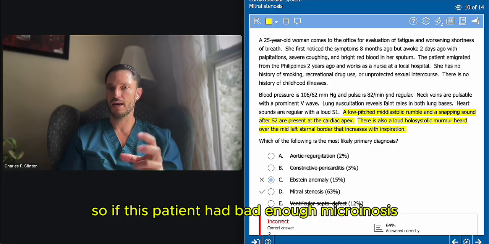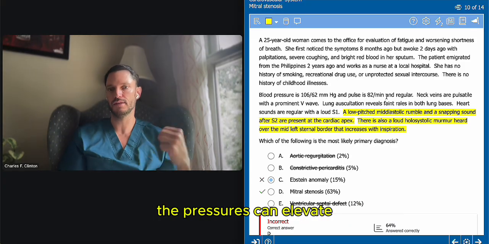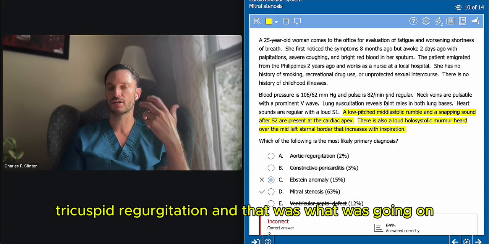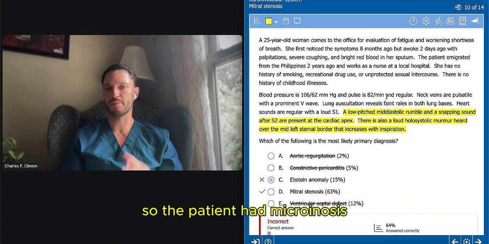So if this patient had bad enough mitral stenosis, the pressures can elevate and transmit to the right side of the heart and generate a functional tricuspid regurgitation. And that was what was going on. So the patient had mitral stenosis.